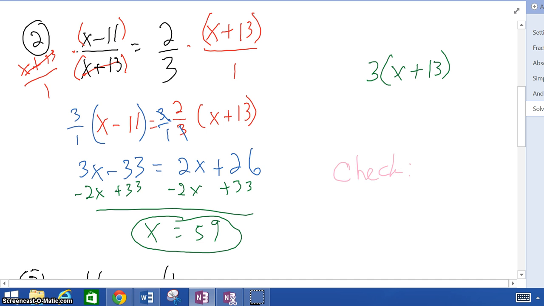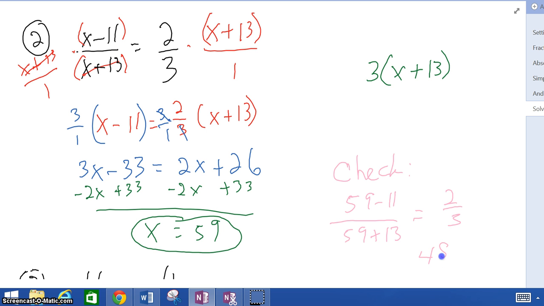All we do is we substitute. Does 59 minus 11 divided by 59 plus 13 reduce to 2/3? Well, that's 48 over 72. And that does reduce to 2/3 because 24 divides both of those. 24 is a factor of both of those.